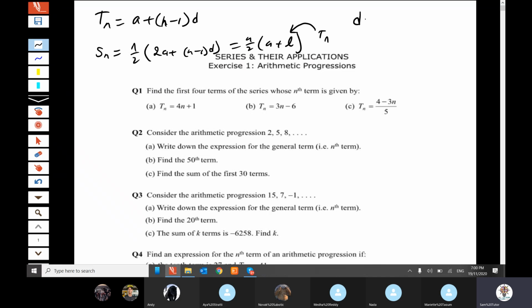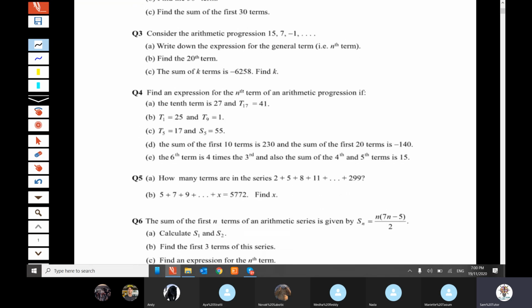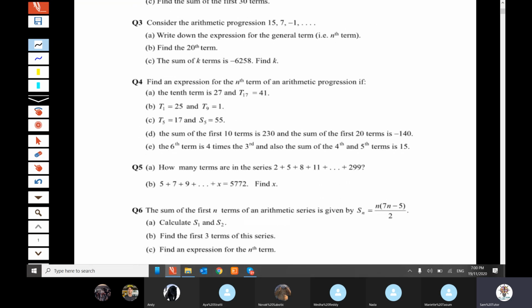How do we find d? T2 minus T1. That's it. And the harder questions usually require d, not just these two formulas, the three formulas. I'm not going to do the first few. Let's just scroll down since I think you'll be okay with those.